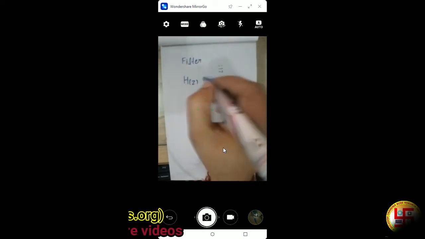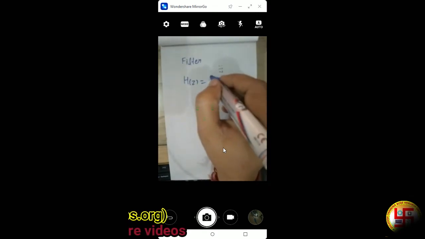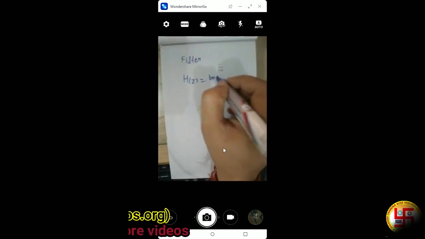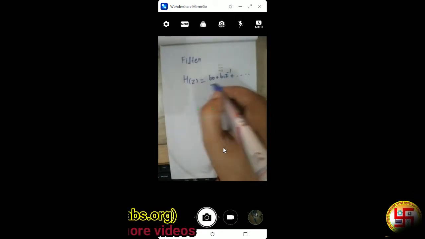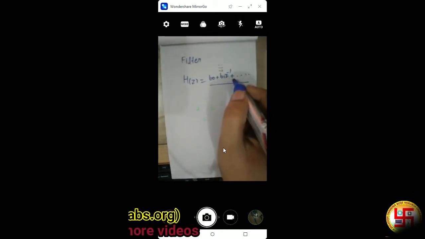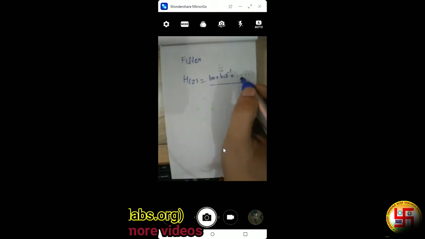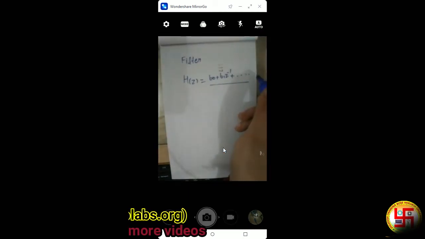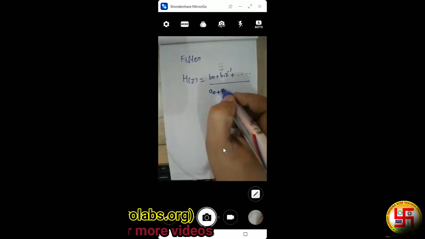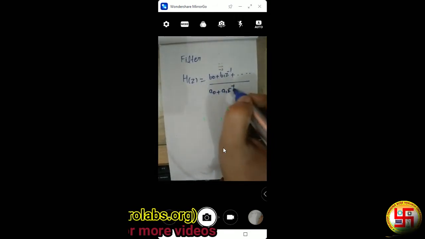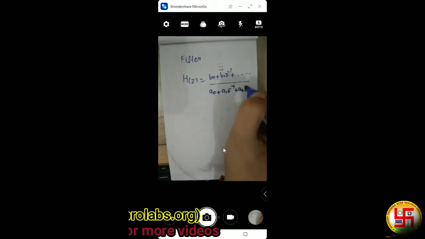So H of z is given, for an IIR filter, by b0 plus b1 z inverse plus b2 z minus 2 plus b3 z minus 3 and so on. Similarly, the denominator part will be a0 plus a1 z inverse plus a2 z minus 2 and so on.